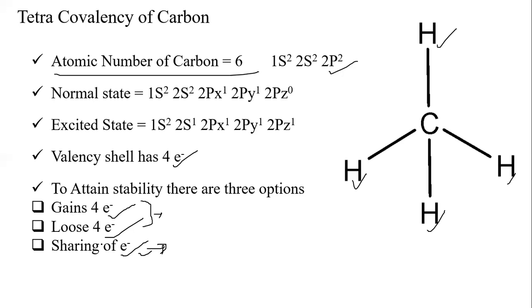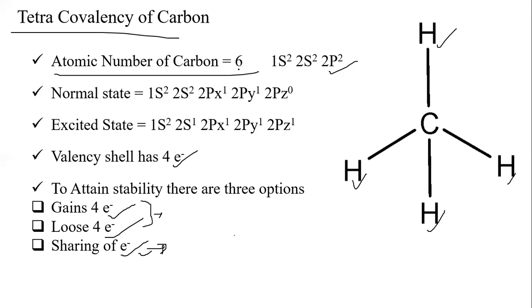That's why in organic chemistry we can see mostly there is the sharing of electrons taking place between the functional groups. What is a functional group? We will see all these things in the coming classes. Let us see, this is the overall picture of the tetracovalency of the carbon atom.